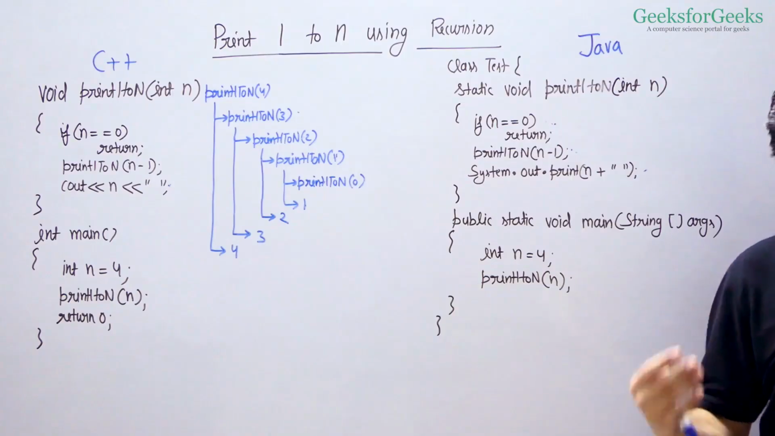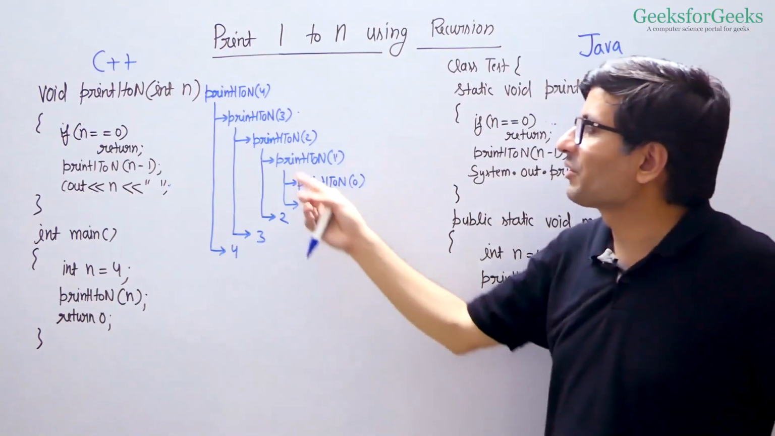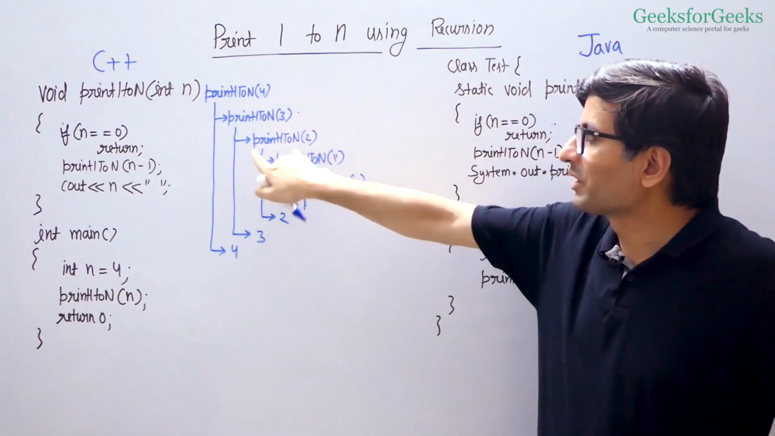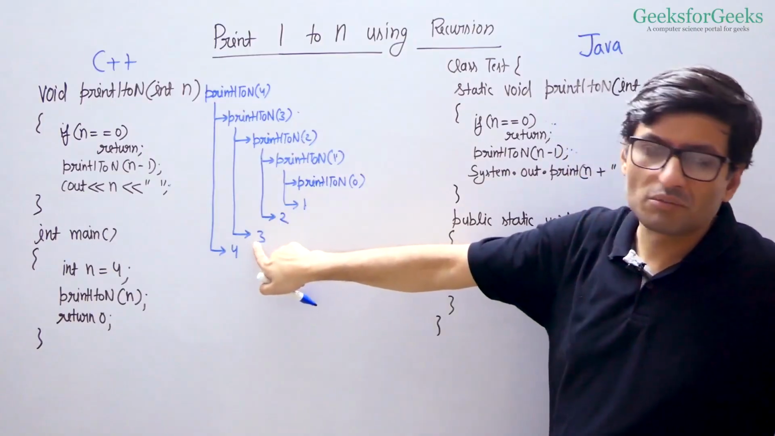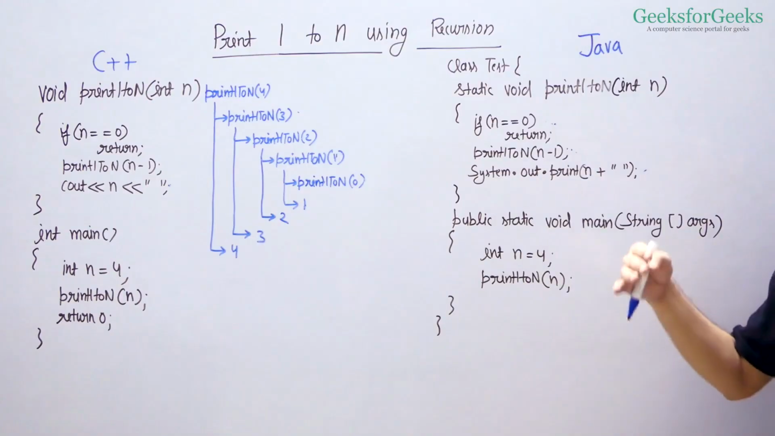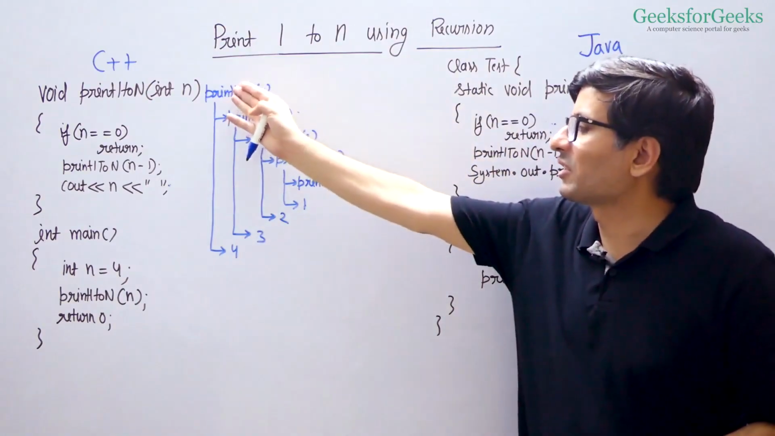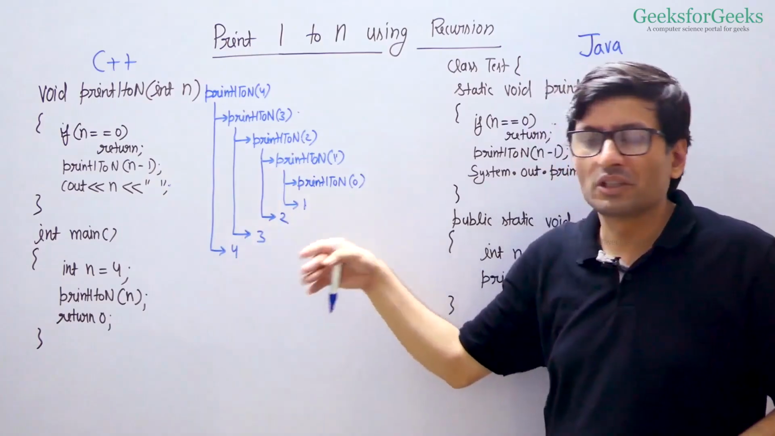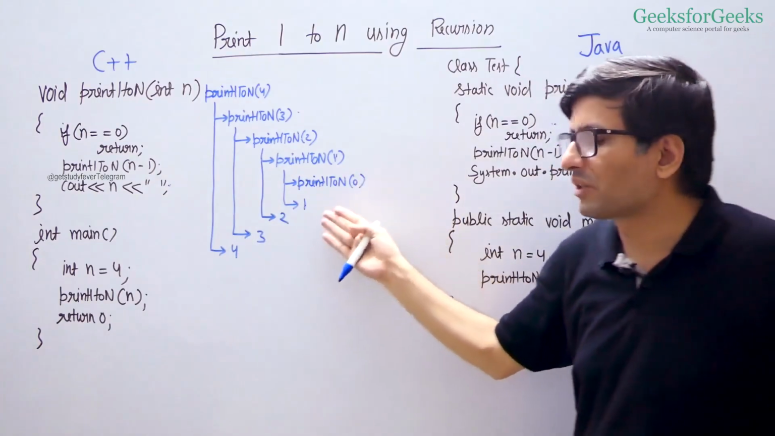Now function call for parameter 3 is going to resume the execution because this call is over. So what it's going to do, it's going to print 3. And then function call for 3 is also over. Function call for 4 is going to resume its control from this line and it's going to print 4. So this is how you get the output as 1, 2, 3, 4.